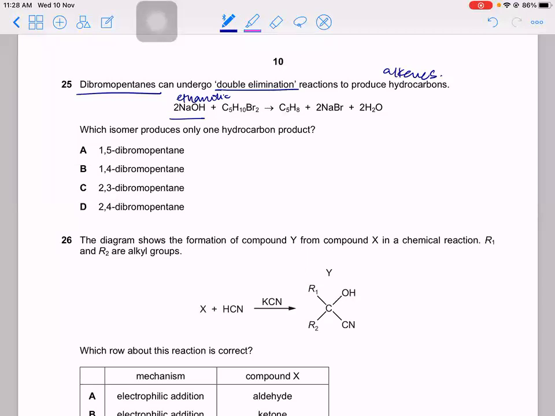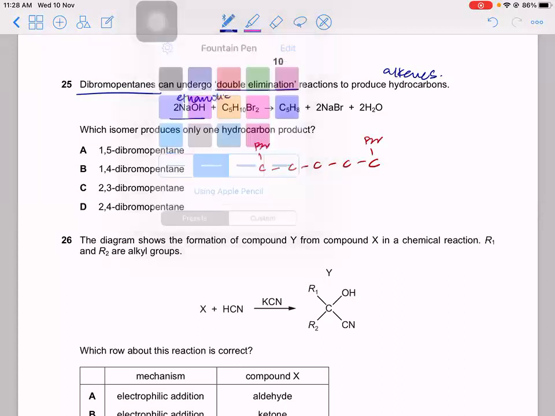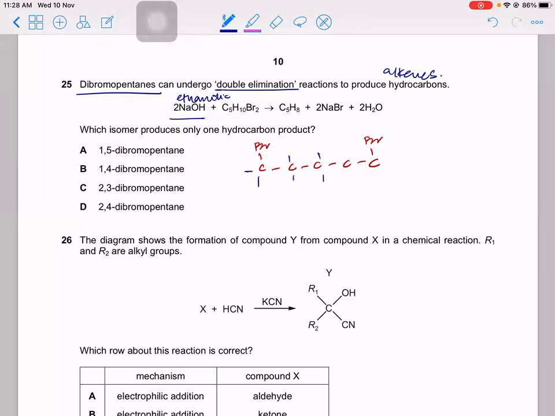So they're saying double elimination. So let's see. Which isomers produces only one hydrocarbon product? So 1,5-dibromopentane. Now by double elimination, they mean that both the Brs undergo the elimination, right? So now what is elimination? This H with this Br, the double bond will come here. What will this be? Pentene. Or you can call this 5-bromopent-1-ene.